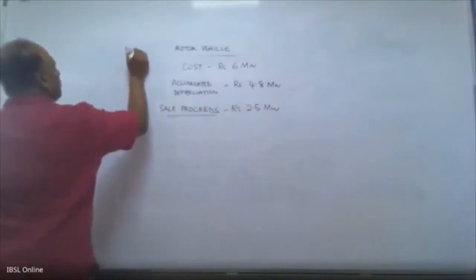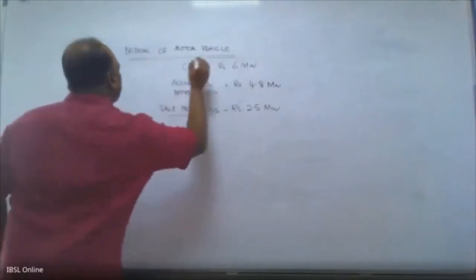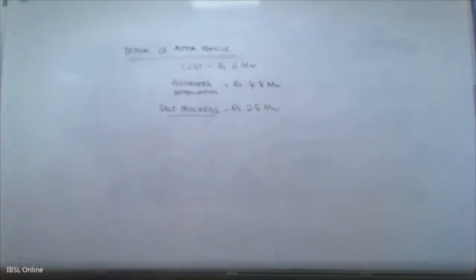Disposal of motor vehicle. Likewise, you can do it for any assets. So let's look at this. Disposal of motor vehicle, cost is 6 million, accumulated depreciation is 4.8, and you are going to sell it for 2.5 million.